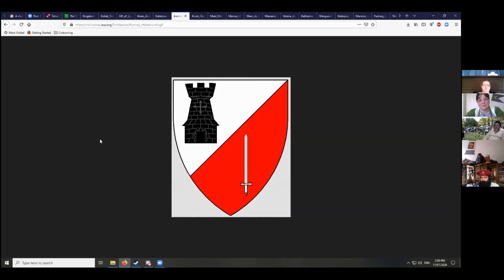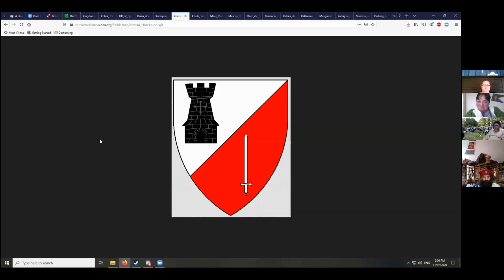Argent, per bend, sinister, and gules? No. The two colours should have been together, shouldn't they? I don't know. Start with the division. So, per bend sinister, argent and gules? Yep. A sable tower and a sword argent.